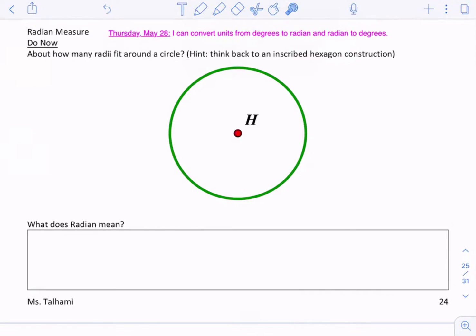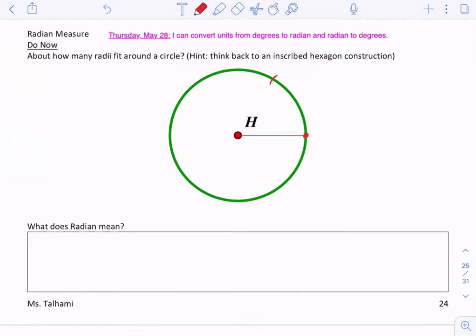So to get you started on thinking what a radian is, I want you to think about how many radii, remember that's the plural word for radius, fit around this circle. My hint to you is to think back to an inscribed hexagon construction. That was the construction where we measured the radius. Here's a radius. You took your geo tool and measured the radius, and then starting from this point over here, you would take that distance and make an arc mark, so it would look something like this. Then starting from this point, you did it again, and again, and again, up to here. These were the 6 points we used.